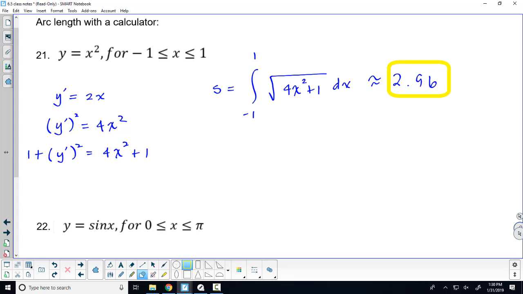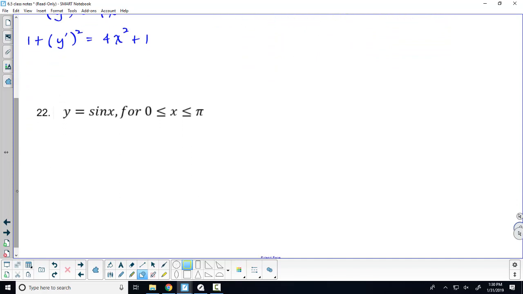That's how we would do it with technology. Let's go ahead and why don't you guys set up the second one. We'll talk about why we can't integrate that yet also. Gotta get you in the habit of the square root of 1 plus y prime squared.